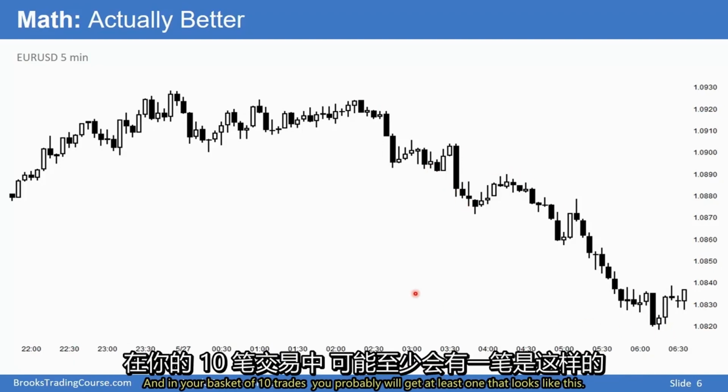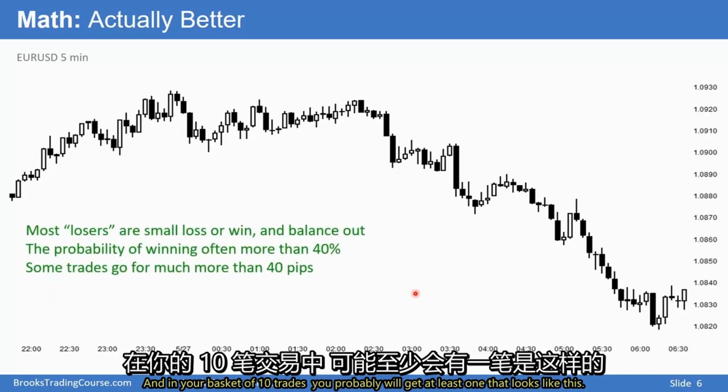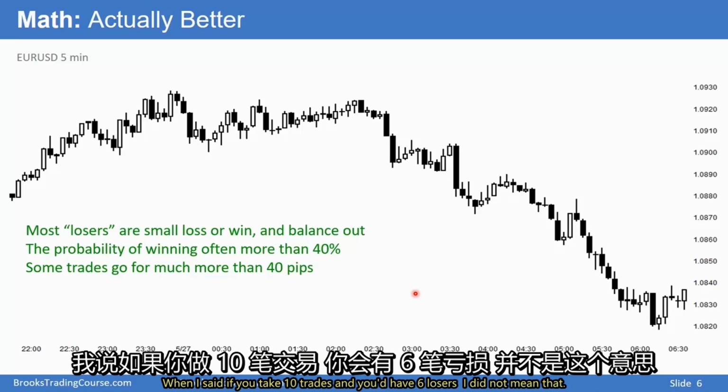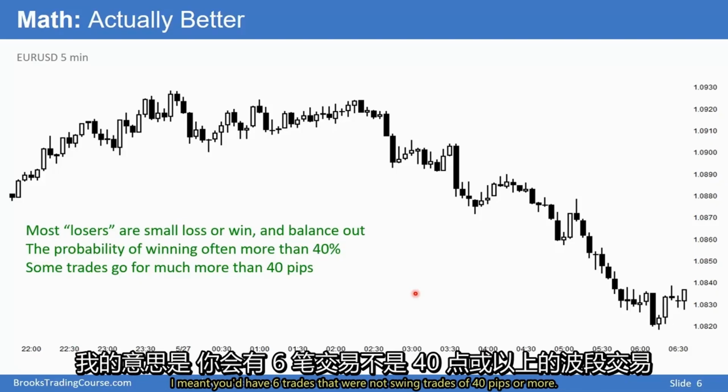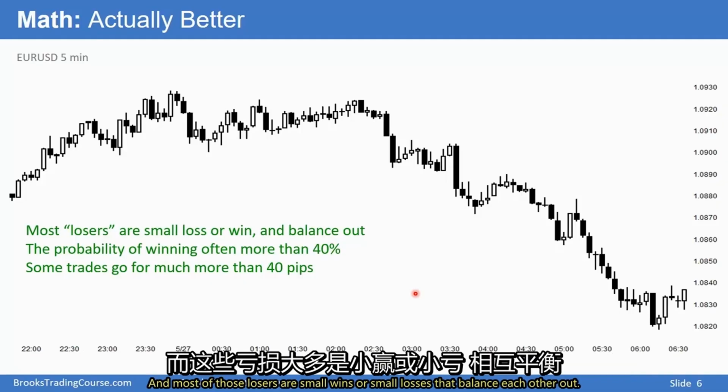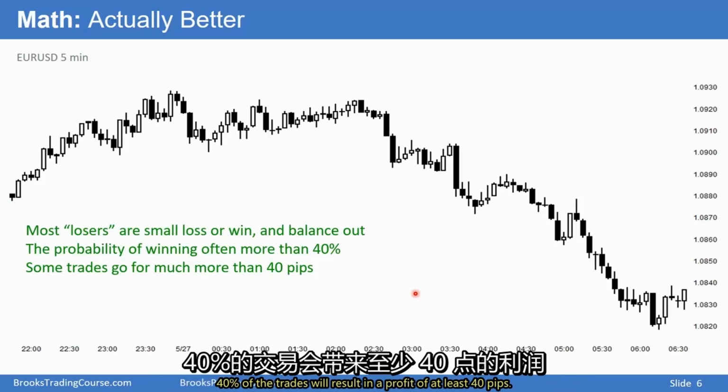And in your basket of 10 trades, you probably will get at least one that looks like this. When I said if you take 10 trades and you'd have 6 losers, I did not mean that. I meant you'd have 6 trades that were not swing trades of 40 pips or more. And most of those losers are small wins or small losses that balance each other out. 40% of the trades will result in a profit of at least 40 pips.